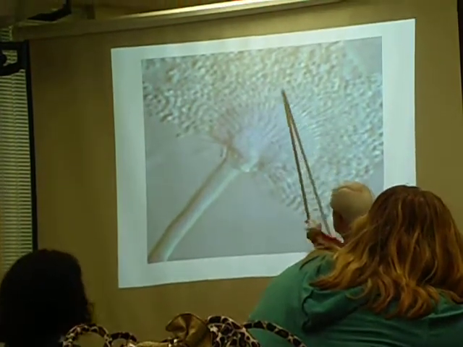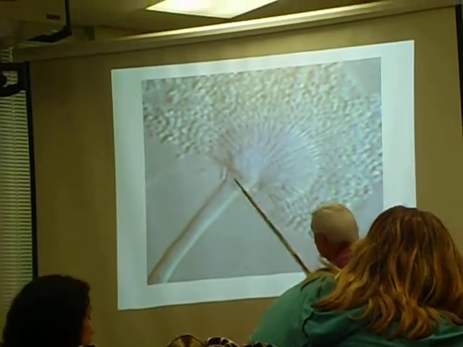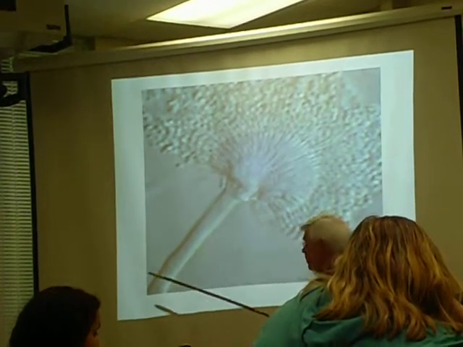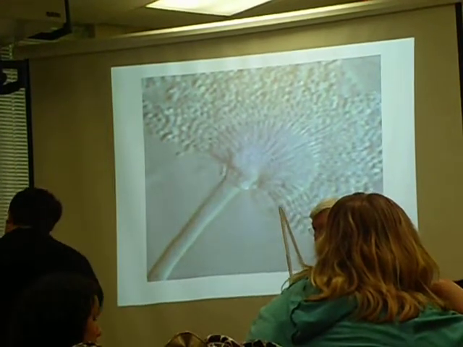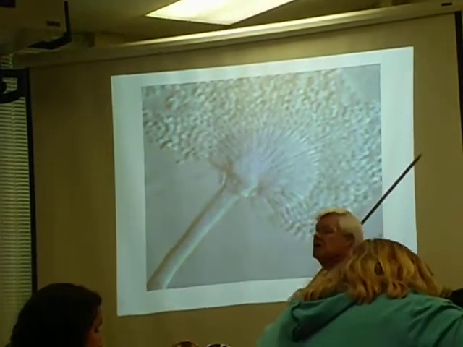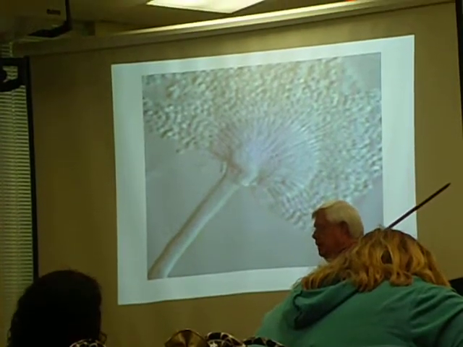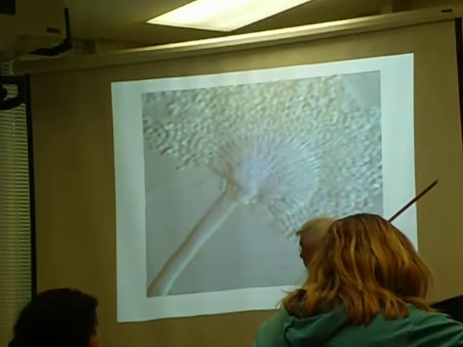What is this structure? That's a conidia. Conidia spore. The little ball-bearing looking things. Conidia spores. Sexual or asexual reproduction? Asexual.